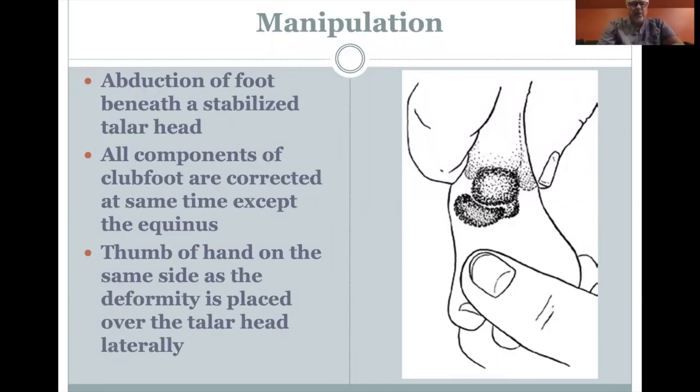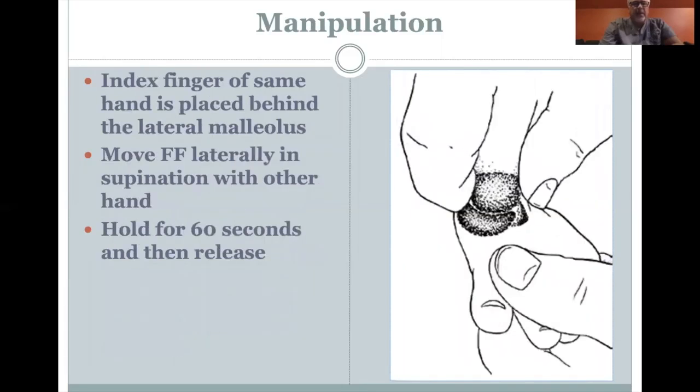All components of the clubfoot are corrected at the same time except for the equinus, and that's a really important concept to remember. The thumb of the hand on the same side as the deformity is placed over the talar head laterally. The index finger on the same hand is placed behind the lateral malleolus. And then you move the forefoot laterally in supination with the other hand. You're going to hold for 60 seconds. So this is how you do the manipulation components.